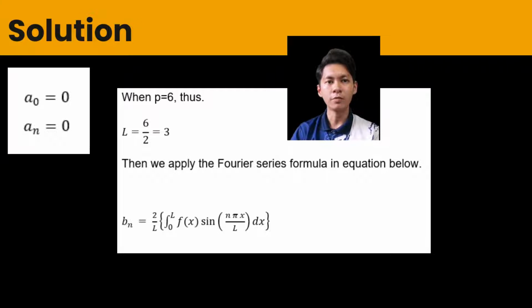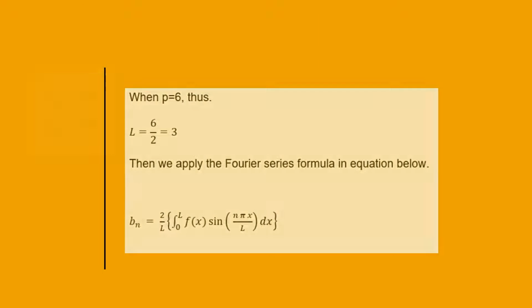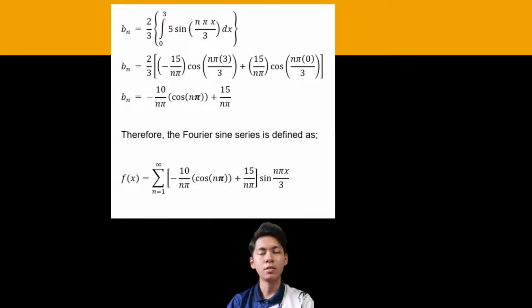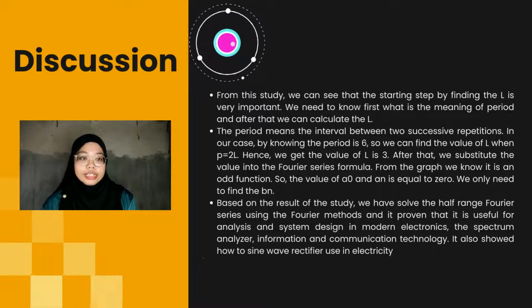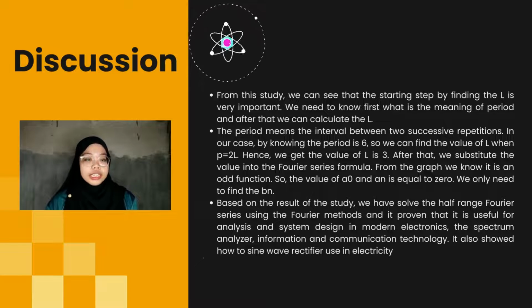Then we apply the Fourier series formula in the equation below. After getting the equation for bn by substituting the value of L and doing the integration, we must define the equation for the Fourier series as above. Next, I will continue our presentation with the discussion.